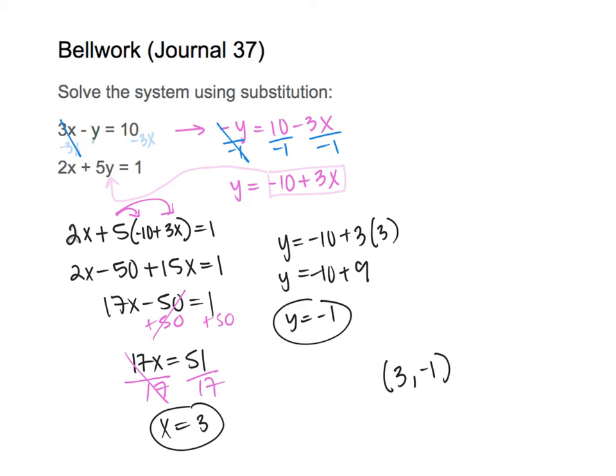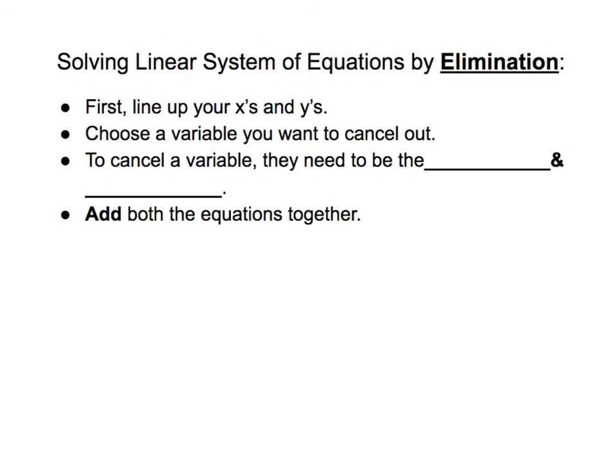I want to get into today's lesson, which is elimination for solving systems of equations. Okay, so we're now on to our third method for solving systems of equations. Last time we learned how to graph, and we learned how to use substitution. Elimination is where you take your equations and line up the x's and y's. And then afterwards, you choose a variable you decide to cancel out. Now, to cancel a variable, the variables need to have the same coefficients.